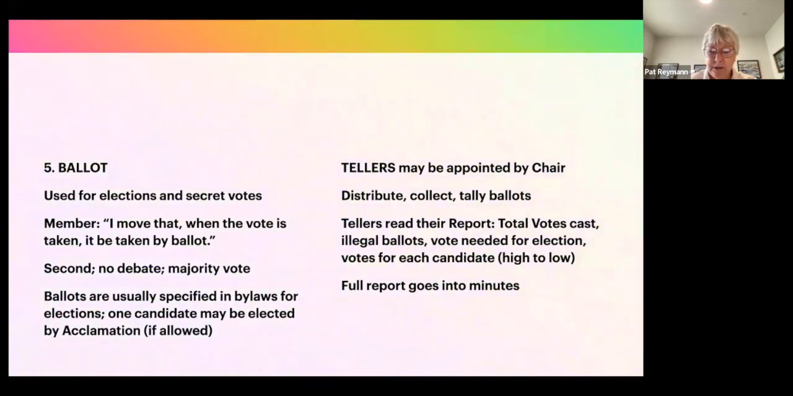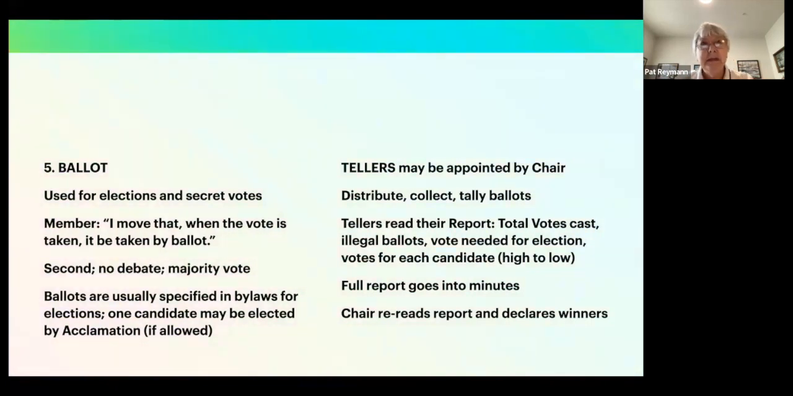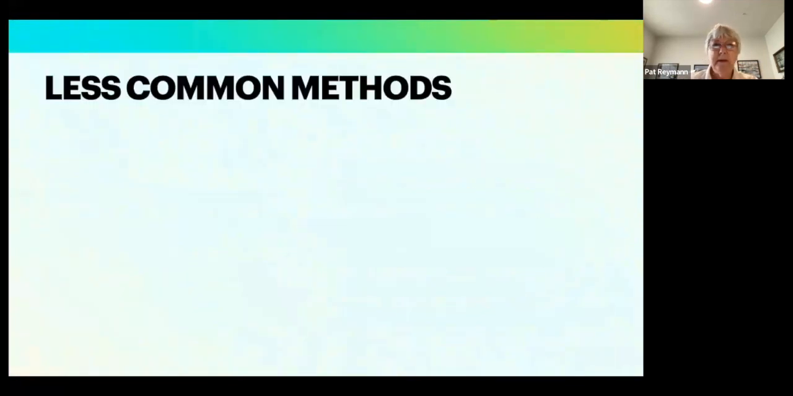So the report goes into the minutes, and I got this backwards. The chair rereads the teller's report, and then the chair is the one who declares the winners. So the tellers do not get up and say, okay, Johnny got 75 votes and Mary Smith got 38, and therefore Johnny is the winner. That part is left to the president to declare. Okay, everybody with me? Okay, there are many ways to vote.